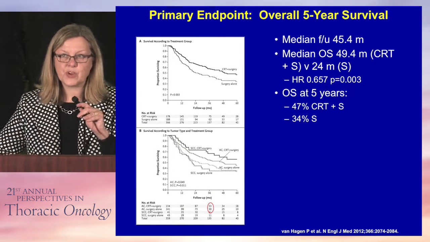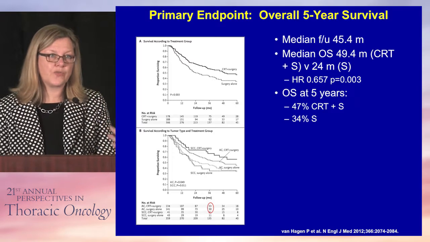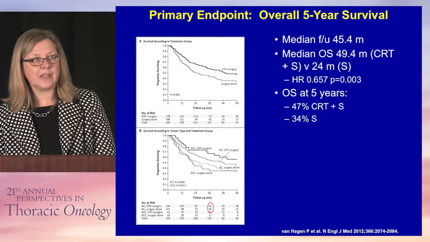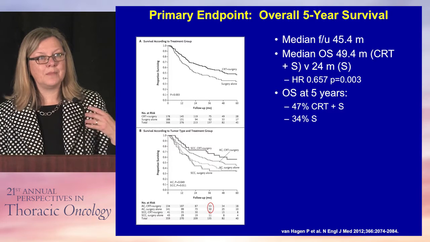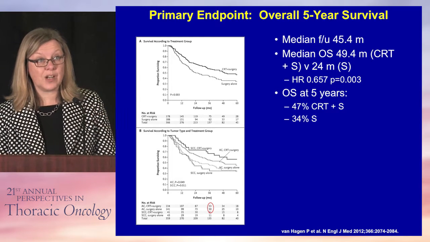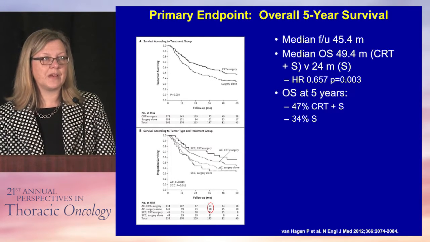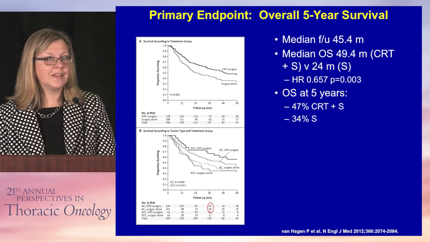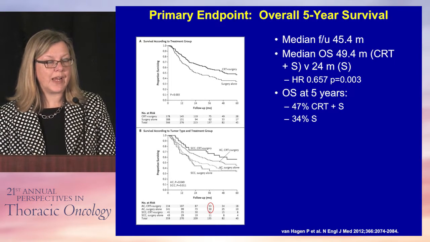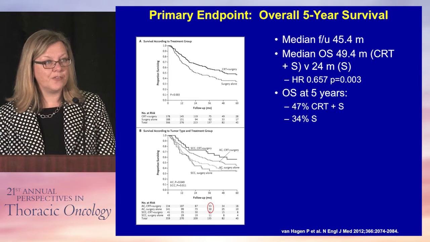So here are the data from the CROSS trial. So I'll just remind you, this was 44 gray of radiation with weekly carboplatin and paclitaxel. A more tolerable regimen than some of the regimens that had been piloted in the US that went more to like 52 gray and that used cisplatin and infusional 5-FU.